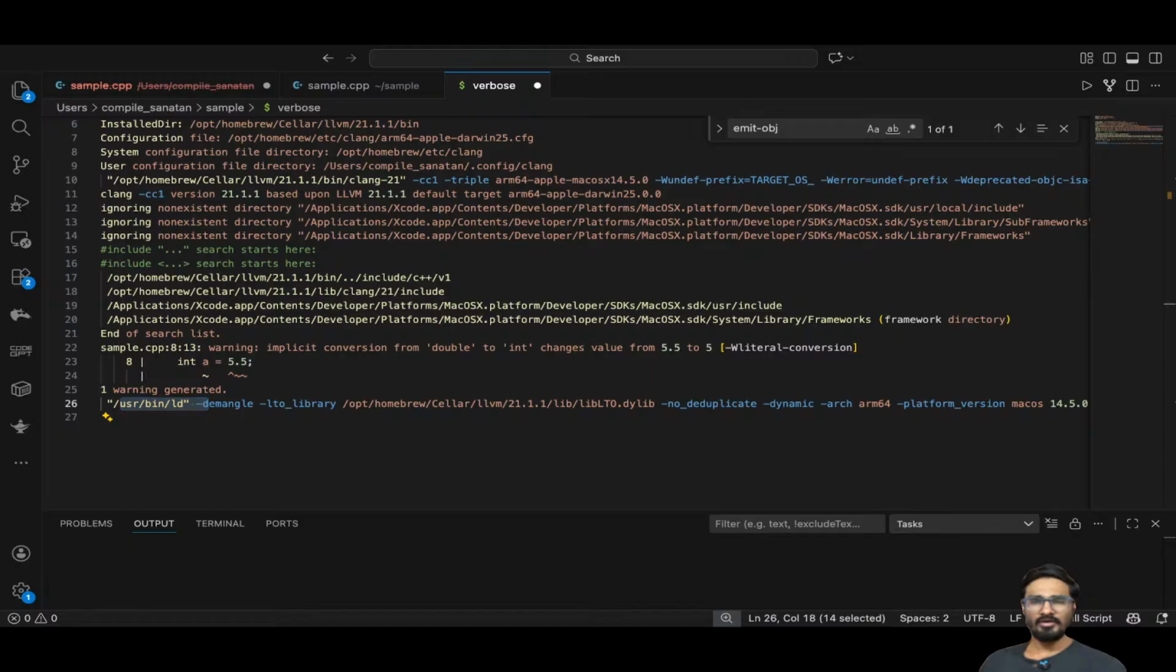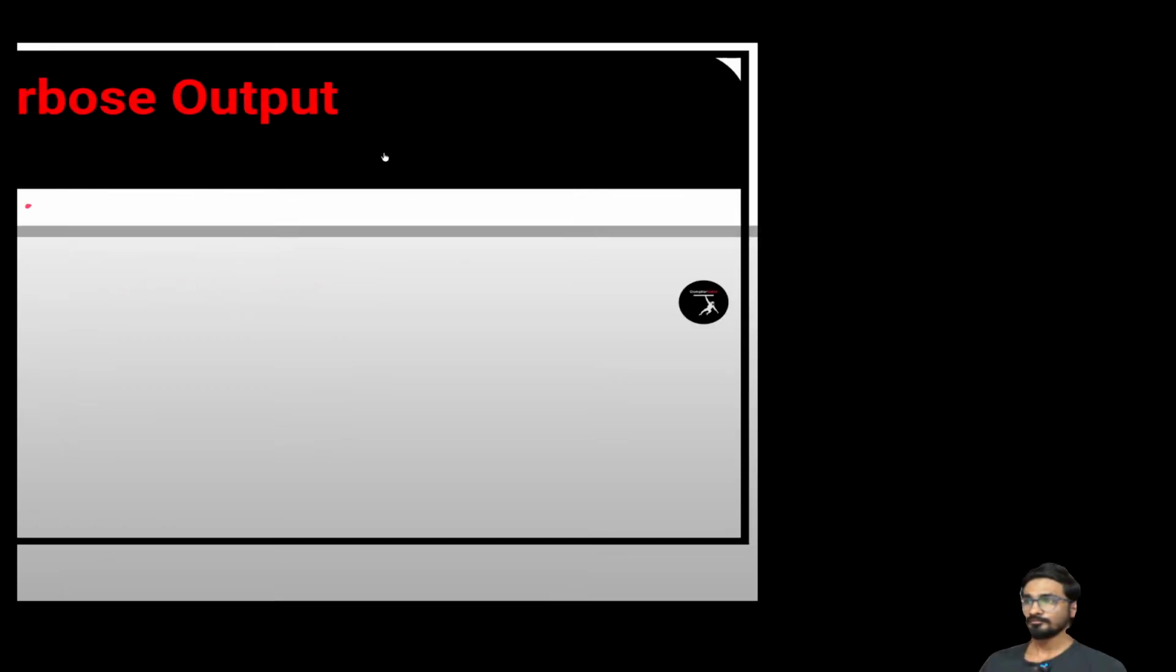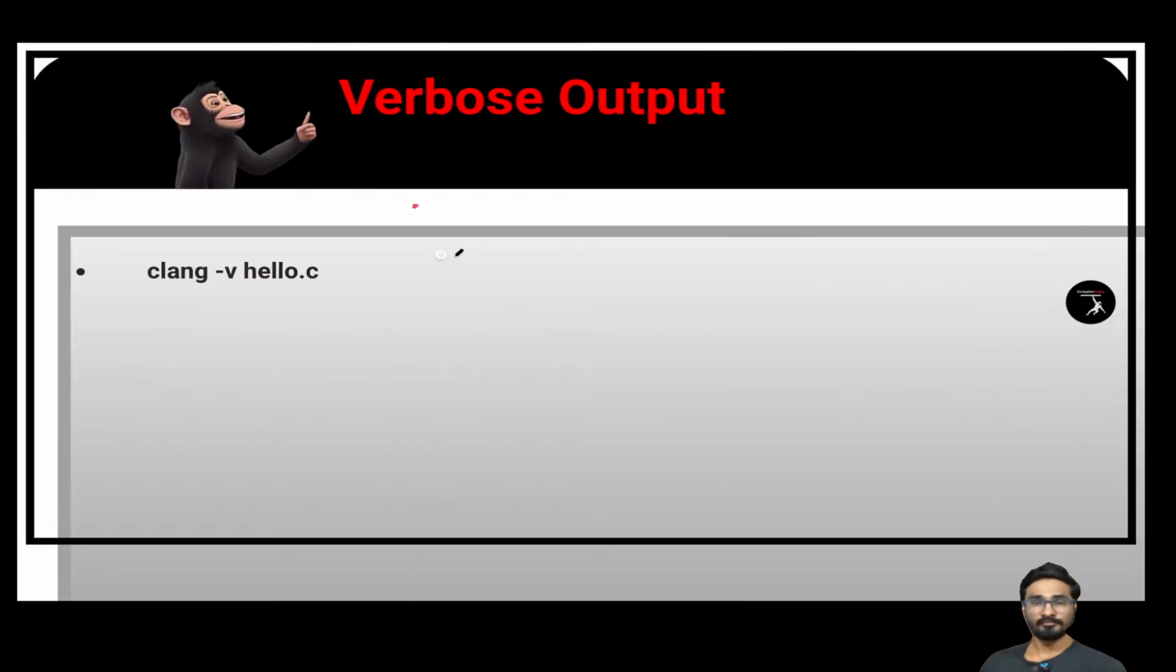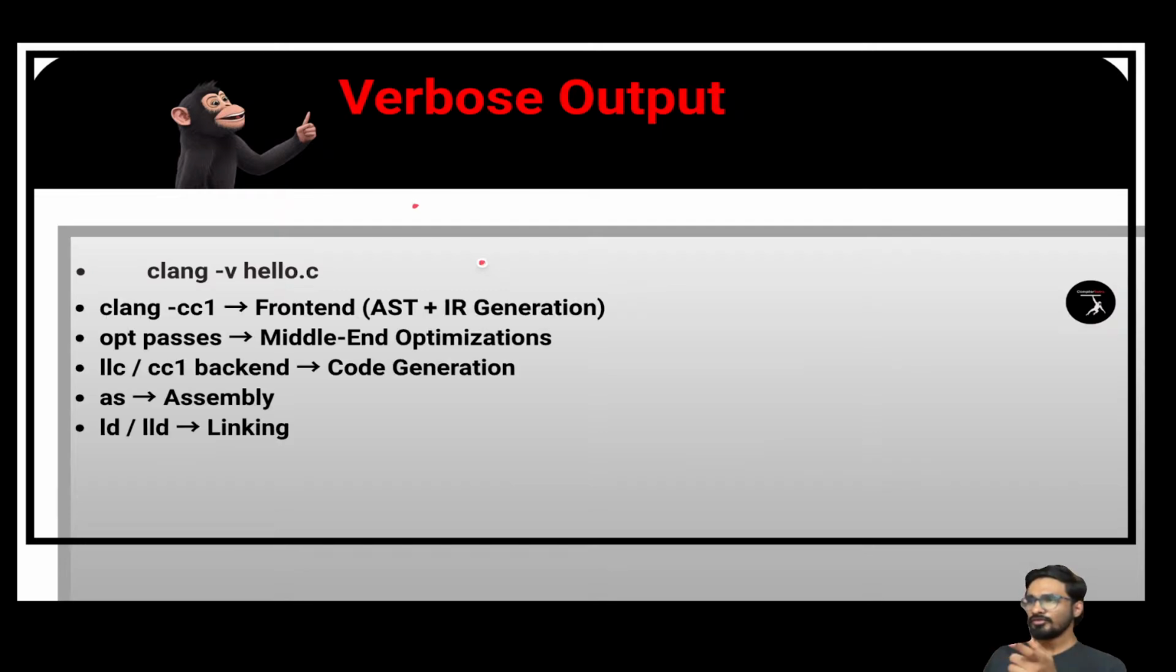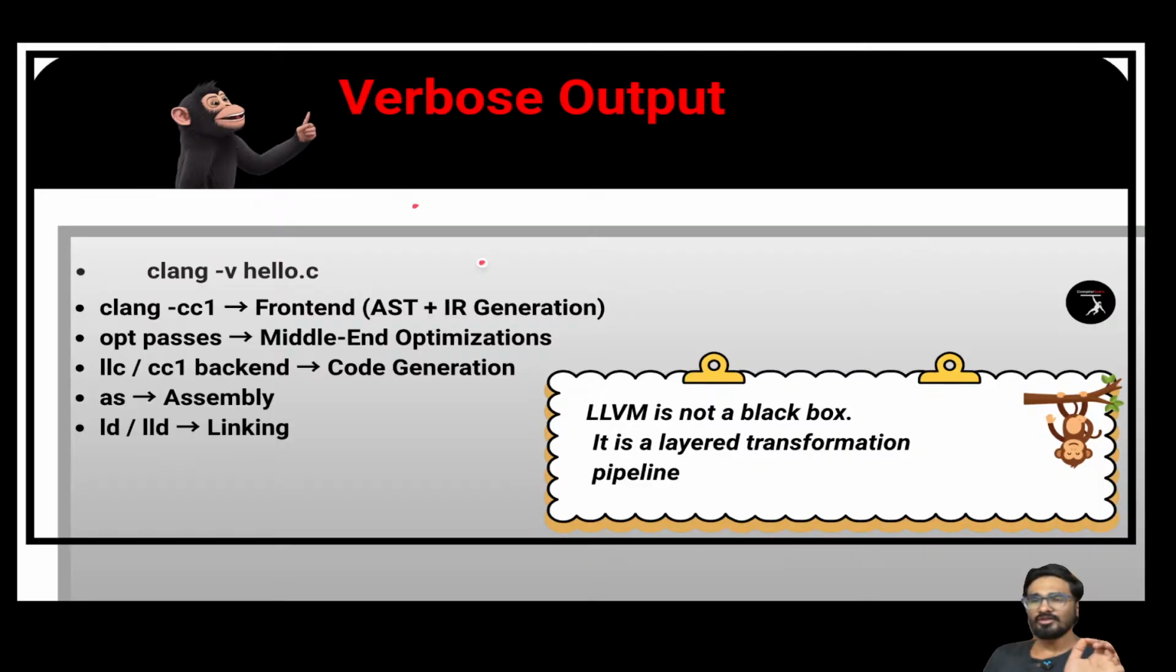Now we have understood the verbose output and how it works. So clang -cc1 is what? This is the front end, AST plus IR generation, and opt passes is the middle end optimization, and llc and cc1 is the backend generation, and as is the assembly file generation, and ld is for the linking purpose. So LLVM is not just a black box, it is a layered transformation pipeline.